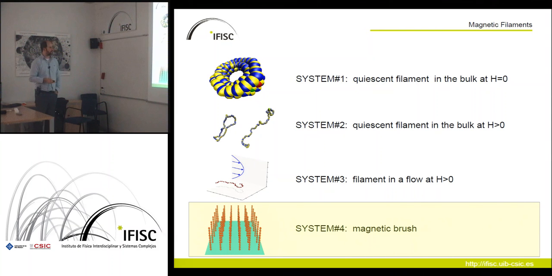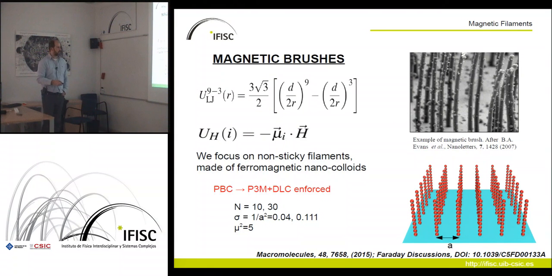In the case of the magnetic brush, what we have is basically a surface, and we have anchored to the surface many of these filaments. In order to avoid the finite-size effect, we have replicated the cell over all directions in the plane. And because we use this replication, these periodic boundary conditions, we have to use some kind of sophisticated methods to take into account the dipolar interaction because it's of long range.